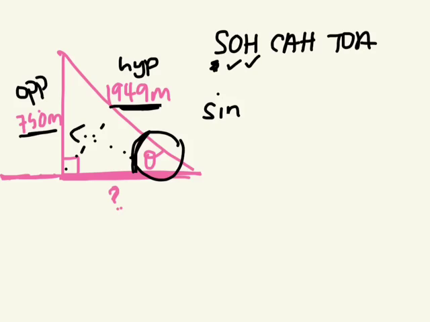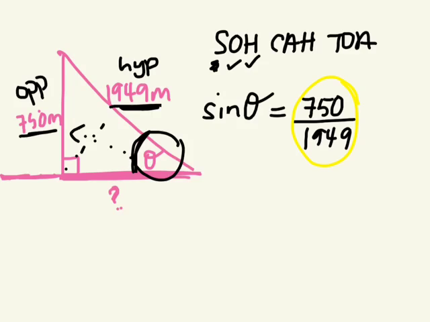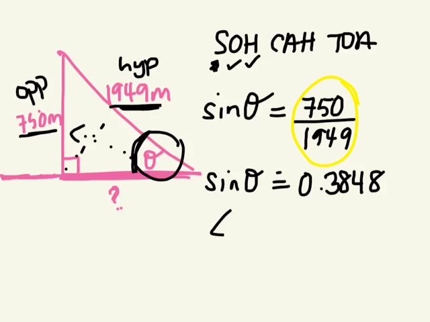Sine of the angle, which we don't know, equals what? Opposite over hypotenuse. Okay, what's the next step? We're trying to find an angle. Can we simplify this? What is 750 divided by 1,949? 0.3848, rounded off to 4 decimal places. And for the missing angle, we're going to use the inverse function, rounded to the nearest degree. What do you got? Approximately 23 degrees.